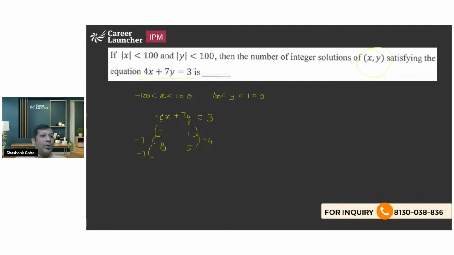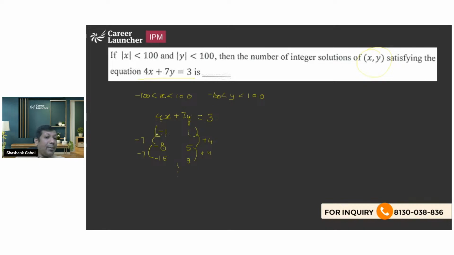8 into -4 is -32. 7 into 5 is 35. The difference of the two is 3, it is still coming as 3. Now again the next solution is going to be -15, and here it will be +4. So this becomes 9. So again, and it keeps on going.